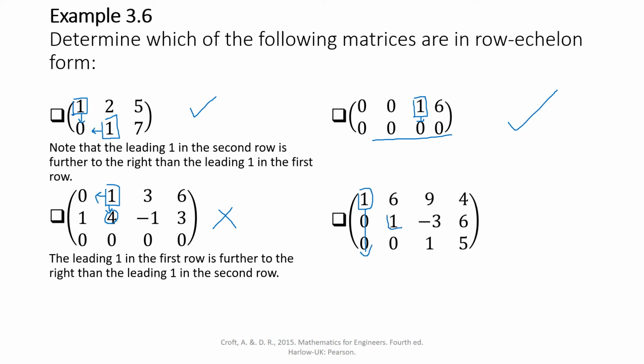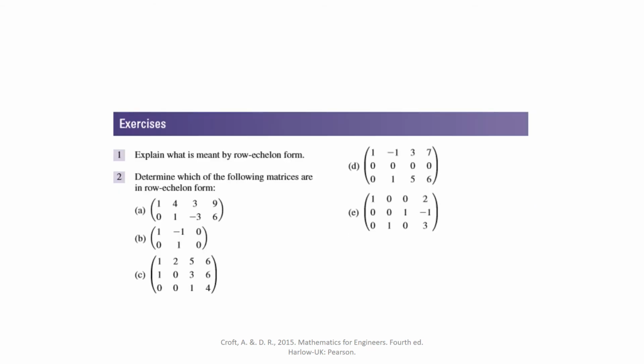About this one, all left, this left and this left 0, and under it this 0, fine. What about this one? Leading one, all left 0 and under it no column, so this is also echelon form. So this is about echelon form. You can try.